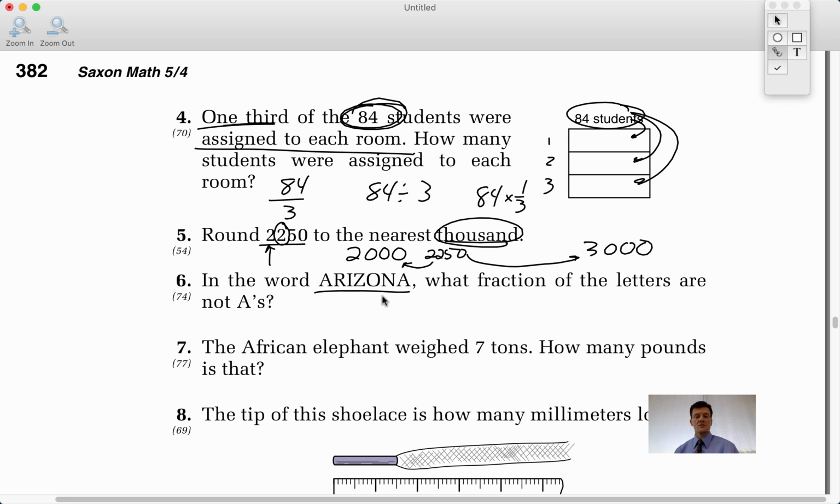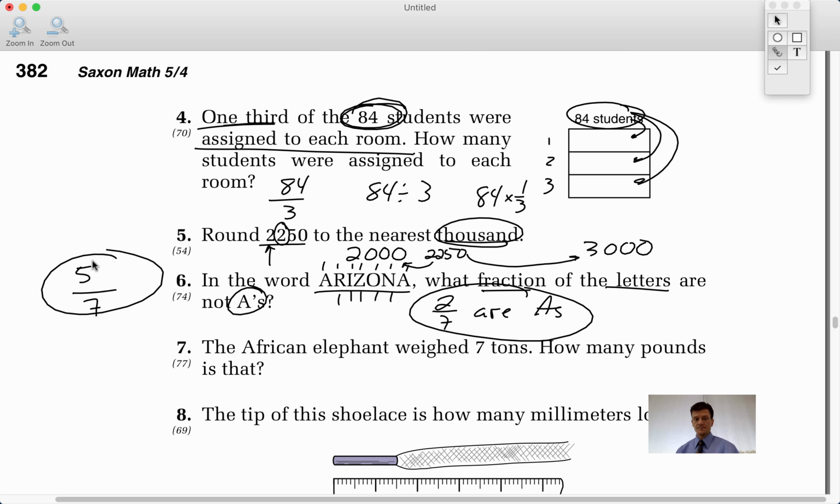Okay, in the word Arizona, what fraction of the letters are not A's? So let's count out how many total letters first. 1, 2, 3, 4, 5, 6, 7. So it's going to be out of 7. How many are not A's? R-I-Z-O-N. That's a total of 5. So 5/7 of the letters are not A's. That means 2/7 are A's. 2 out of 7 are A's. 5 out of 7 are not A's.